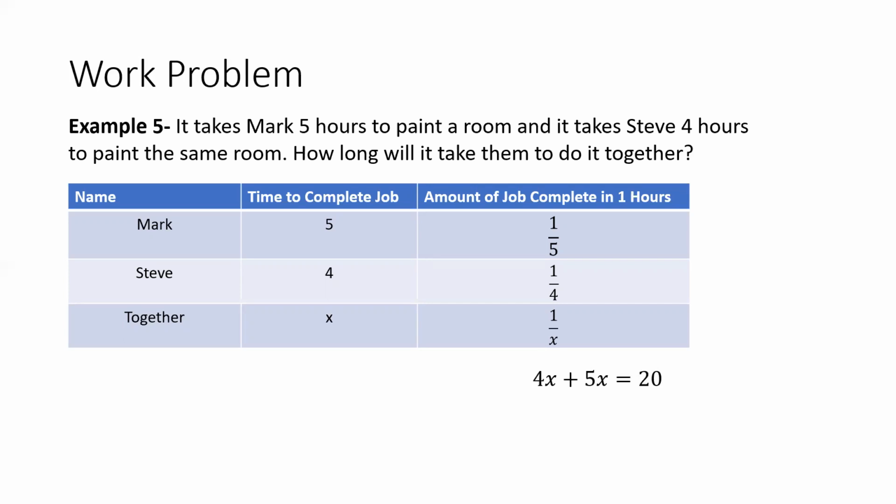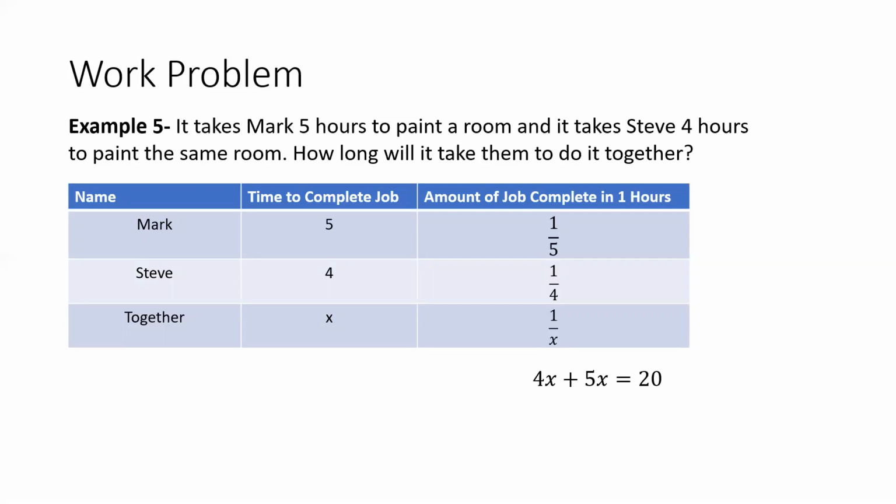instead, we can think about it as an amount of the job completed, because that is something that we can add. If I finish one half of the house and you finish one half of the house, well, the whole house is done. So since it takes Mark 5 hours to complete the job, he completes painting 1/5 of the room in 1 hour. Same thinking for Steve. If it takes him 4 hours to complete the job, he will have completed 1/4 of the room once he has painted for an hour.